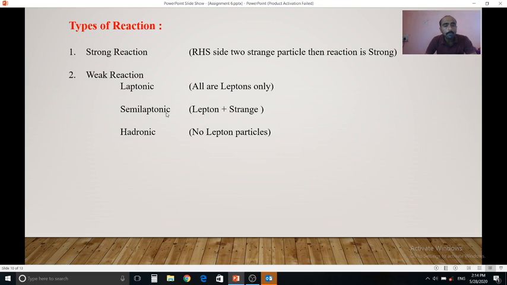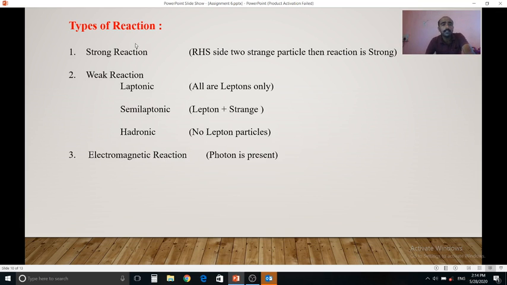The second one is semi-leptonic. In the given reaction, if particles are leptons as well as quarks or baryons, then this reaction is called semi-leptonic. And if in the reaction no leptons are present, then this reaction is called hadronic. The third one is the electromagnetic reaction. If in the given reaction photons are present, then that reaction is called an electromagnetic reaction.